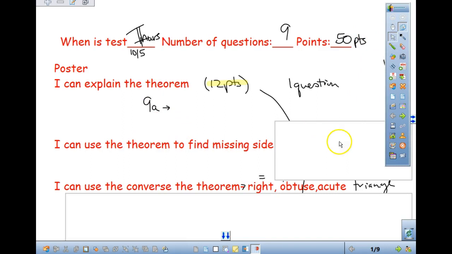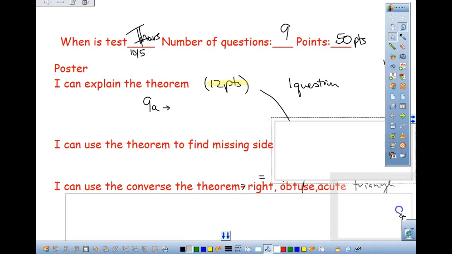Make sure you're understanding. The second box down on this page for where it's on your test, I can use the theorem to find the missing side. Okay? So when you look at the poster over here, I can use the theorem to find the missing side. This is what goes in that second box down. Okay? I can use the theorem to find the missing side.